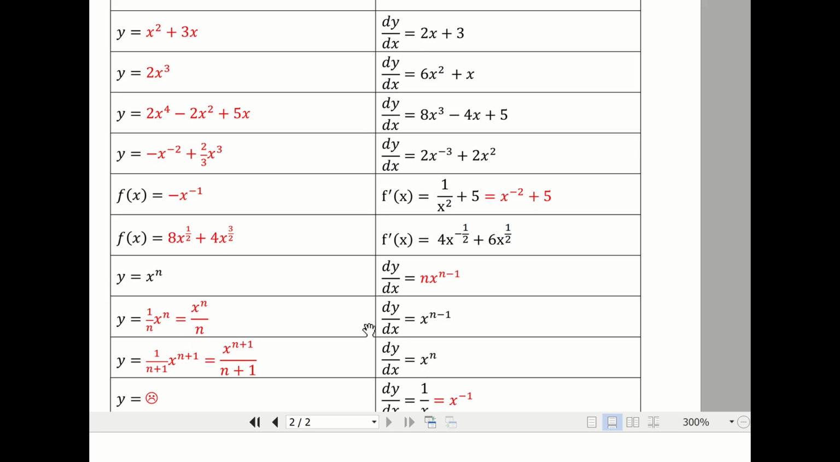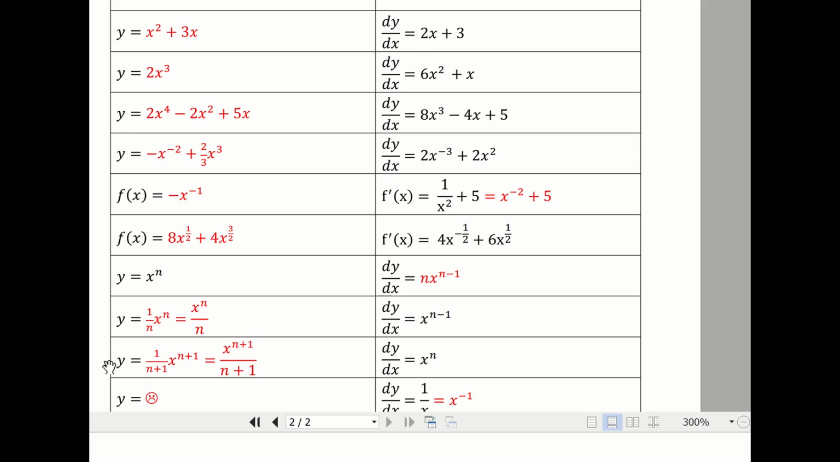What if I just had my derivative as x to the n? Then in that case, it would be the same thing, but I'd be dividing by n plus 1. And I'd be actually adding 1 to the power and getting n plus 1 there as well.